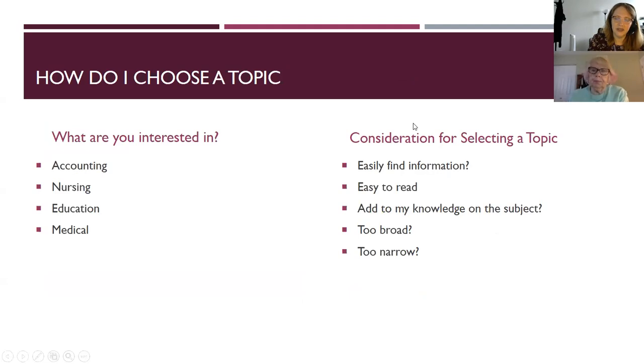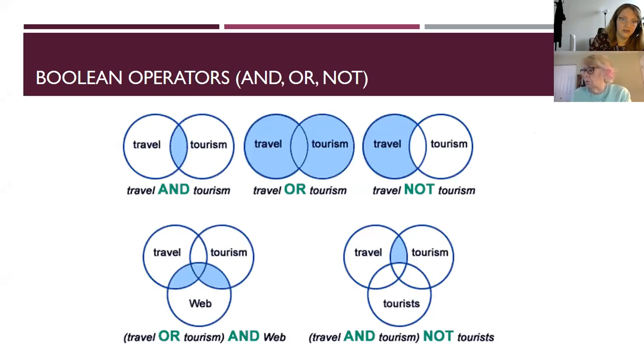And then choosing a topic. It sounds like you all chose topics of careers you're either working in or interested in. And some questions I ask myself are, can I easily find information on this particular topic? Is it easy to read? Does it add to what I already know? Or is it too broad? Am I getting too many results, or is it too narrow? I'm getting too few. So I just want you to think about those things.